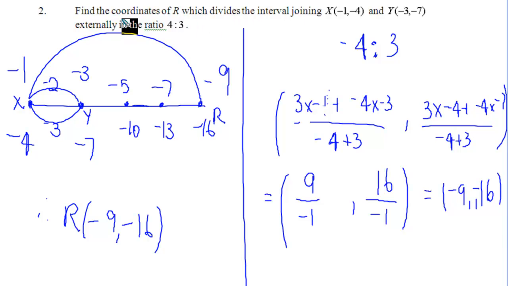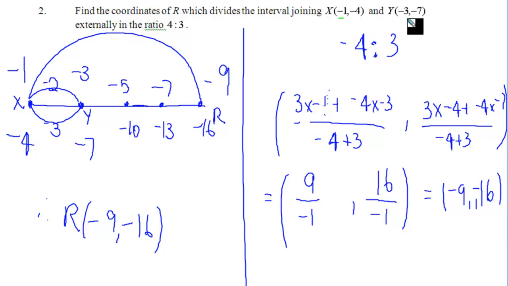This time, we've got the coordinates of R, which divides this interval externally in the ratio of 4 to 3. So what it's saying here is that when I go from X to R, that's 4 units away, and then going back in the opposite direction, R to Y, is 3 units in the opposite direction because it's divided externally. So there's 4 units that way, 3 units that way, which means it's 1 unit, 1 part between X and Y. Now again, I look at what my numbers are for X and Y.